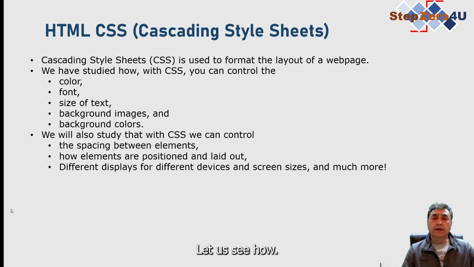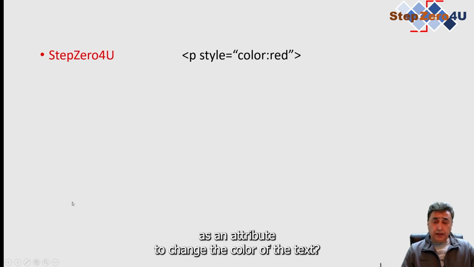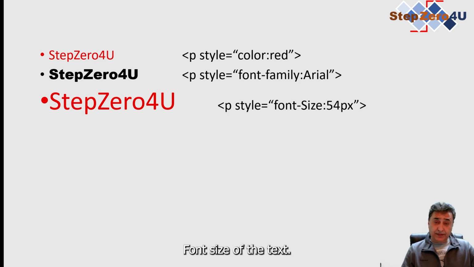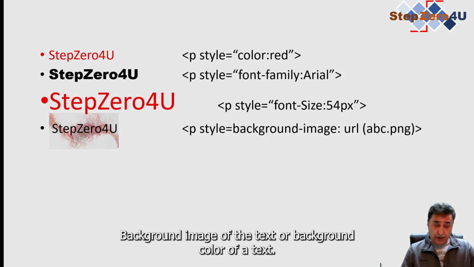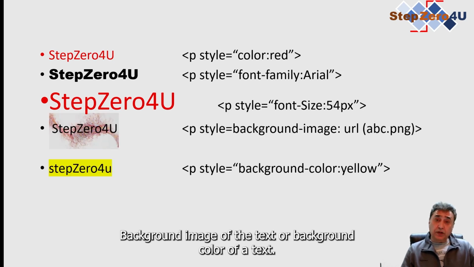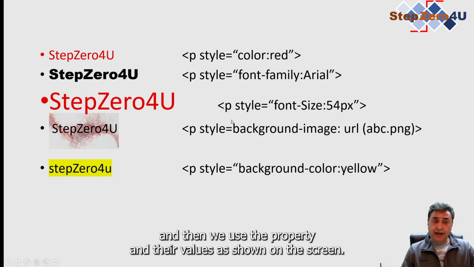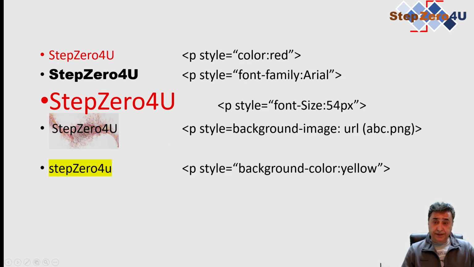Let us see how we used CSS or style sheets as an attribute to change the color of the text, font family of the text, font size of the text, background image of the text or background color of a text. We have used style as an attribute within the tags and then we use the property and their values as shown on the screen.